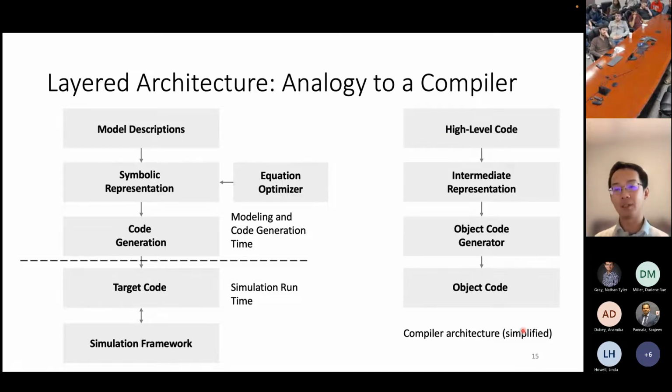This is a highly simplified architecture of a compiler. A compiler takes high-level code, which could be C, Julia, or Rust, converts that into an intermediate representation, and then generates object code for the target hardware. Likewise, we take in model descriptions and generate code for the simulation framework.